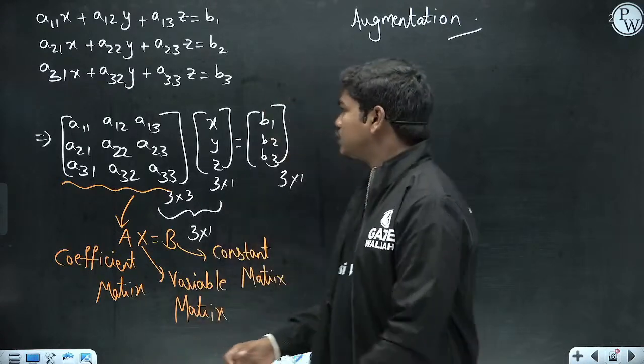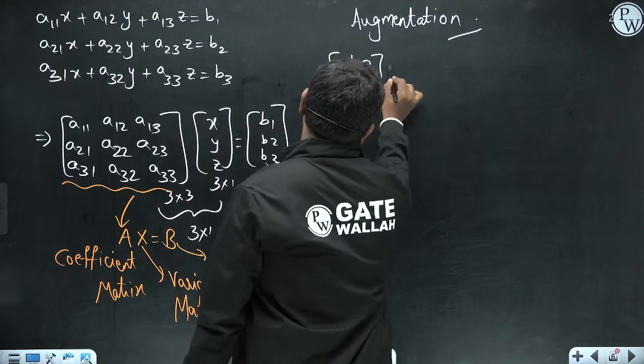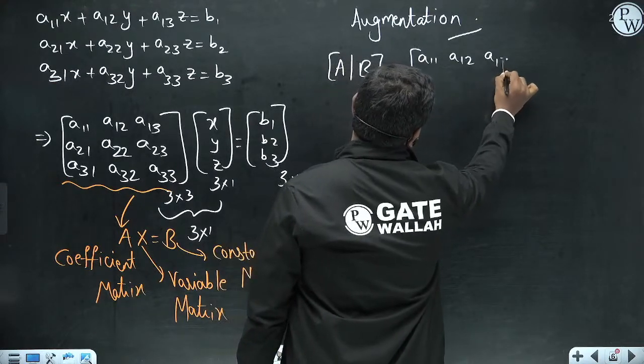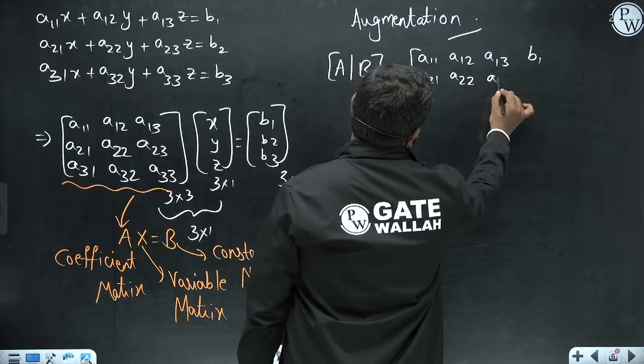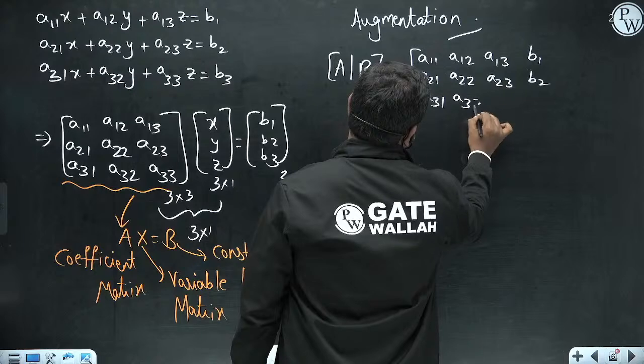Okay, so basically if you see, A augmented B is nothing but this: A11, A12, A13, B1, A21, A22, A23, B2, and A31, A32, A33, B3.